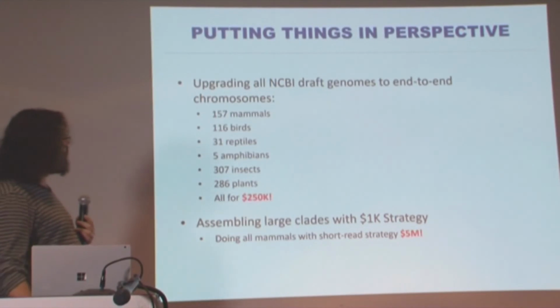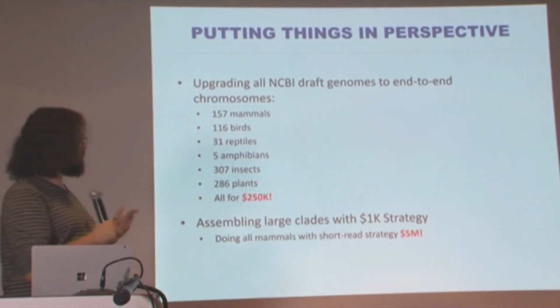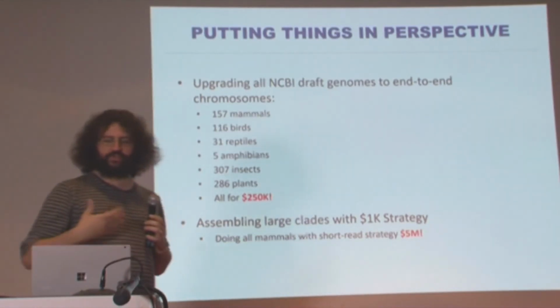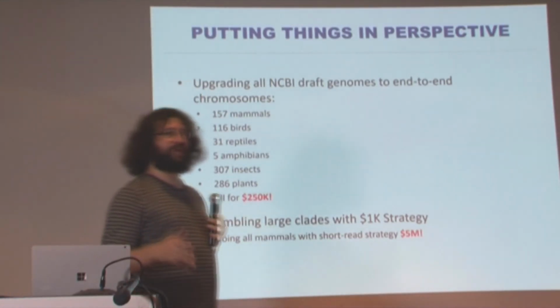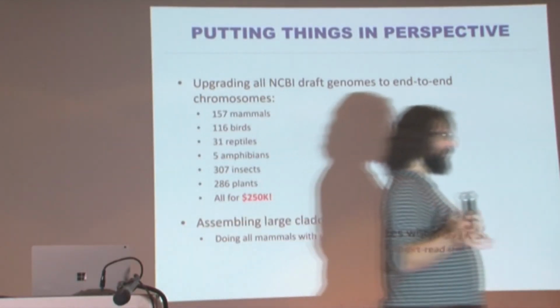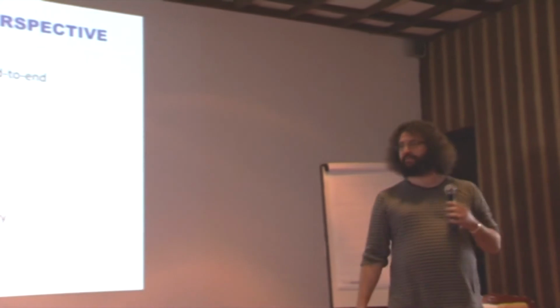So to put things in perspective, what are the kinds of things you can do with this? Well, after some of the early genomes, because it was so expensive to produce end-to-end chromosome length genomes, people started to produce very fragmentary genomes. There are about 1,000 fragmentary genomes on NCBI that are publicly available right now. The vast majority of the genomes that are available are highly fragmentary.